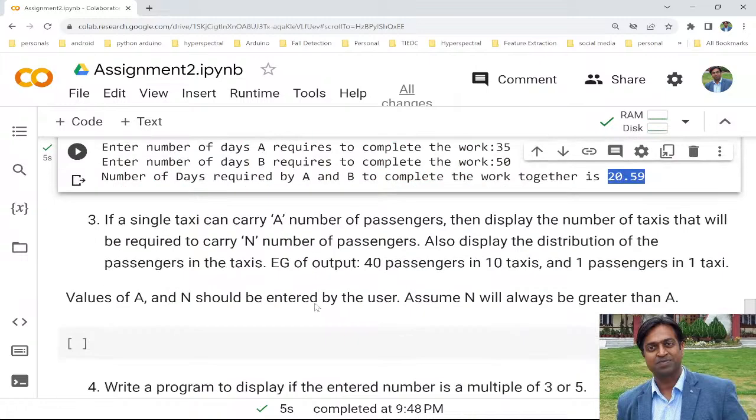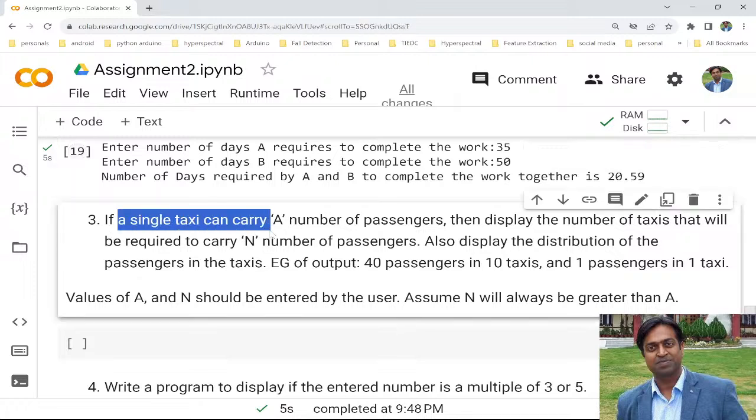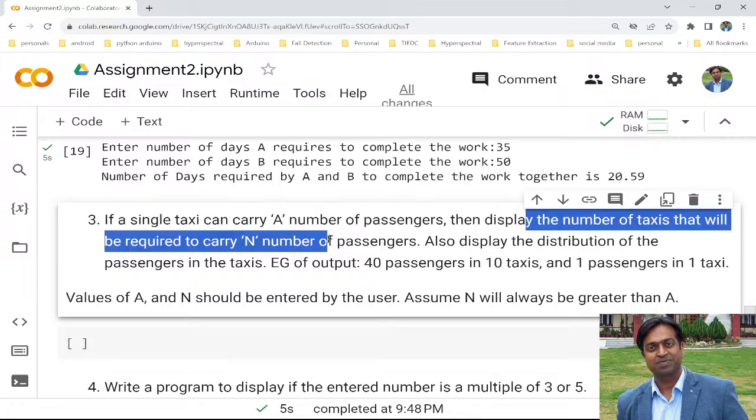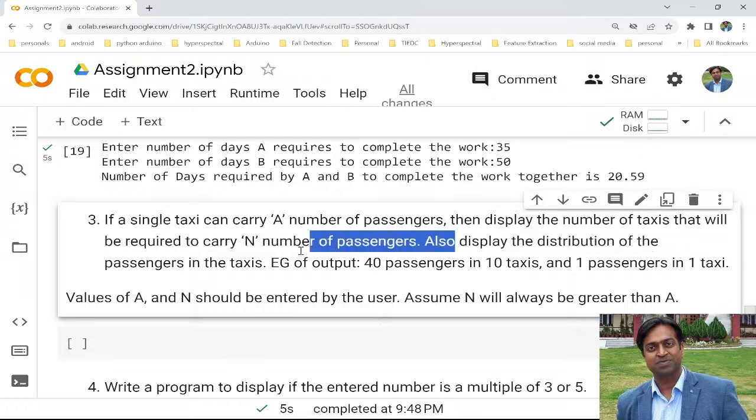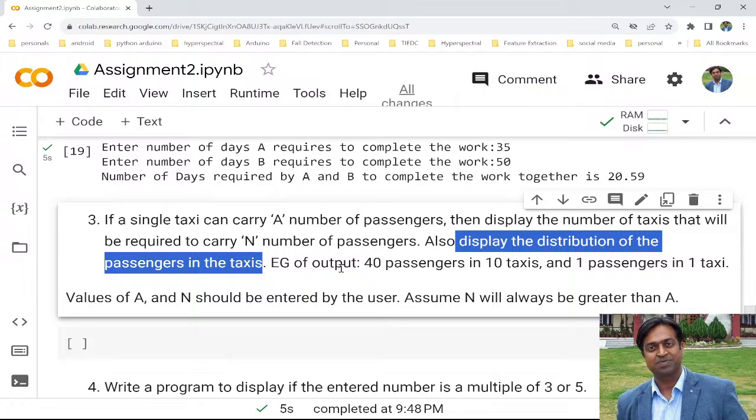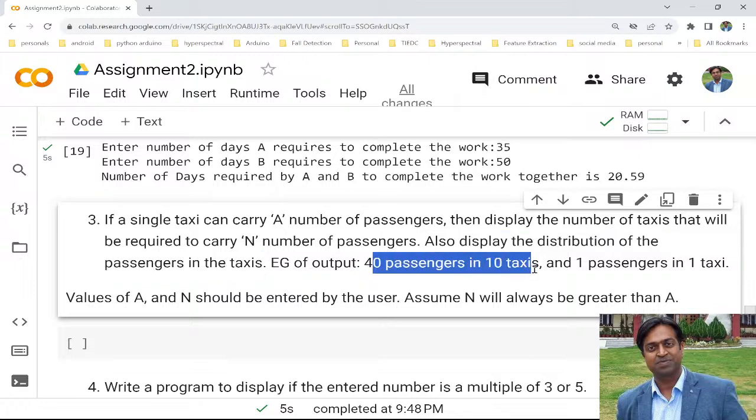So now coming to the third one. If a single taxi can carry a number of passengers, then display the number of taxis that will be required to carry n number of passengers. Also display the distribution of the passengers in the taxis. For example, if total passengers is 41, then it should display 40 passengers in 10 taxis and 1 passenger in 1 taxi, right?